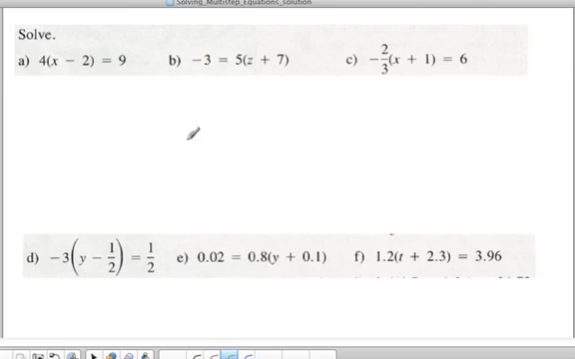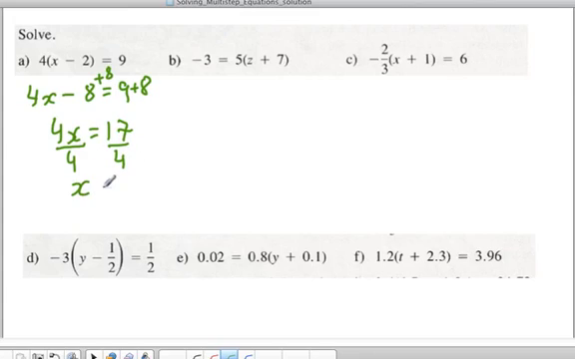Okay, for the next couple here, what I'll do is I'm going to first off expand using the distributive property. So this is 4x minus 8 is equal to 9. We add 8 to both sides, and so we end up with 4x is equal to 17. Divide both sides by 4. So x is equal to 17 over 4.